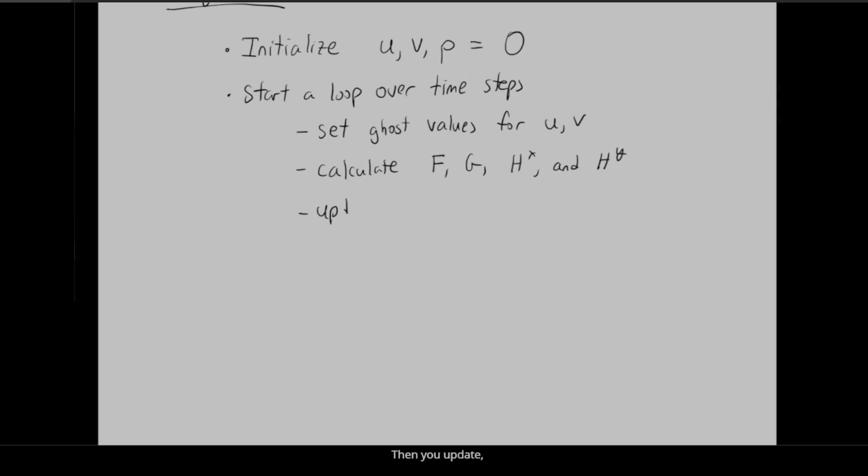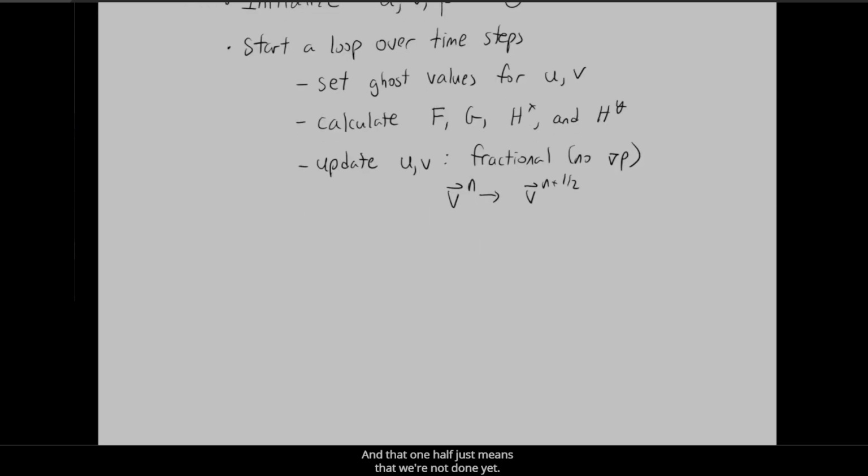Then you update. Once you have the fluxes, you can update u and v. And this is the fractional update. No pressure, no gradient of pressure term. And that takes you from Vn to Vn plus 1/2. And that 1/2 just means that we're not done yet. We still need to correct it after we get the pressure.